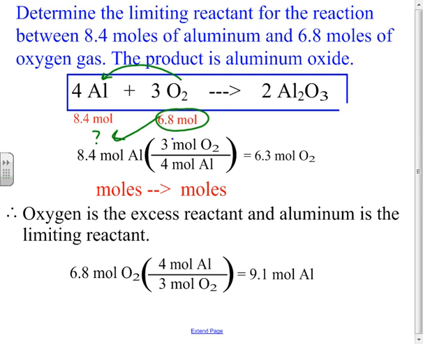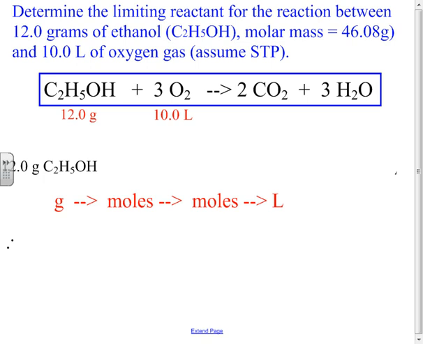So for 6.8 moles of oxygen, I need 9.1 moles of the aluminum. Since I only have 8.4, that's not enough. Therefore, that is the limiting reactant, and oxygen is the excess reactant. Let's take a look at another one.